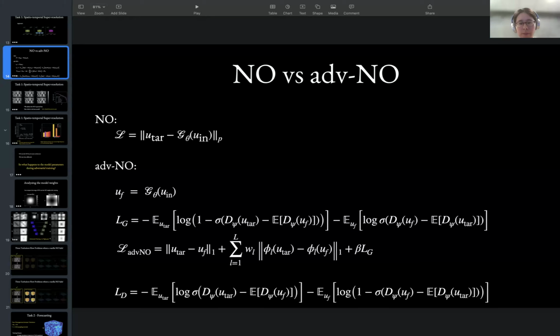Given the neural operator's prediction UF as the input, you minimize them weighted by weight WY. We were following a methodology called Real-ESRGAN, but instead of training a separate generator, we just adversarially train the neural operator, which is a time-conditioned U-Net in our case.